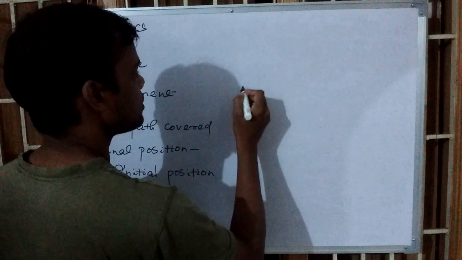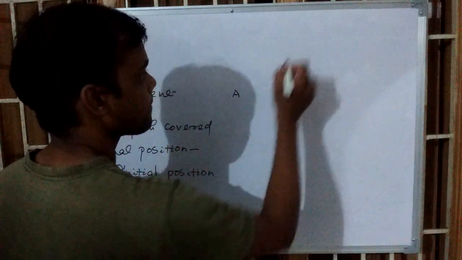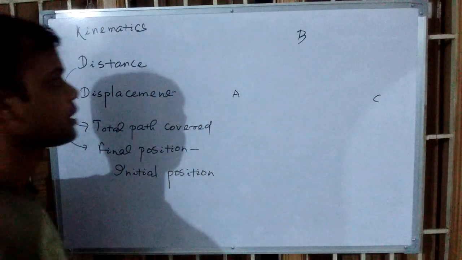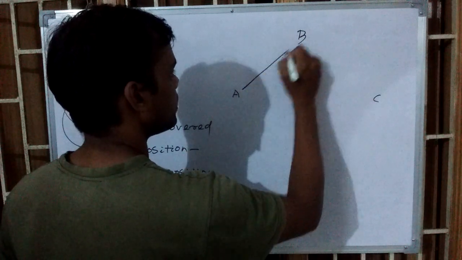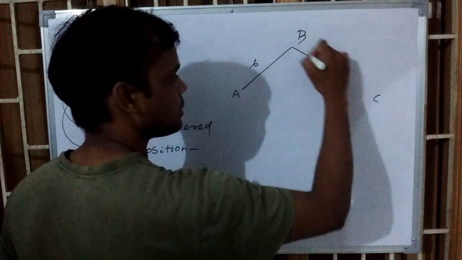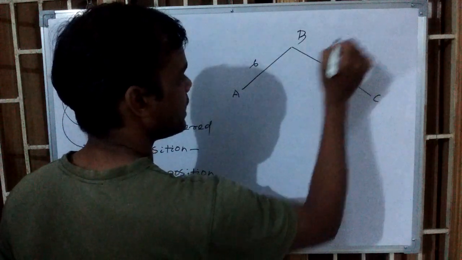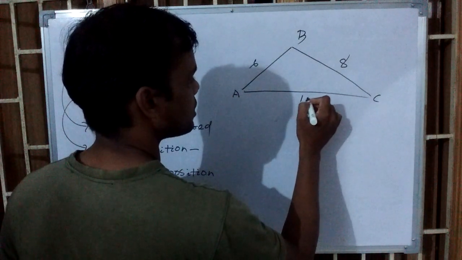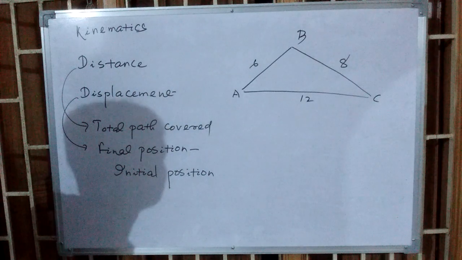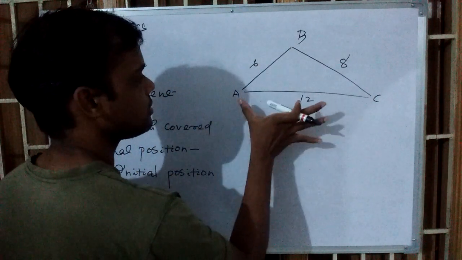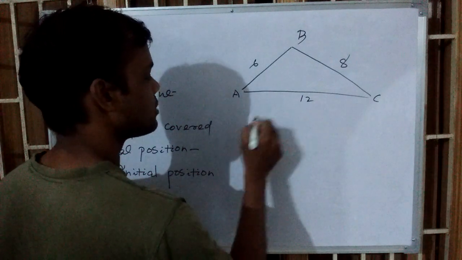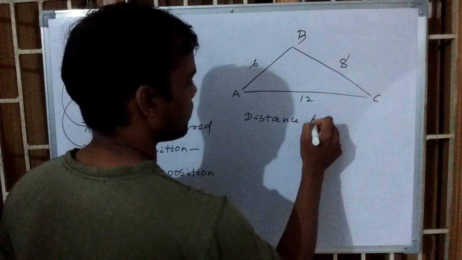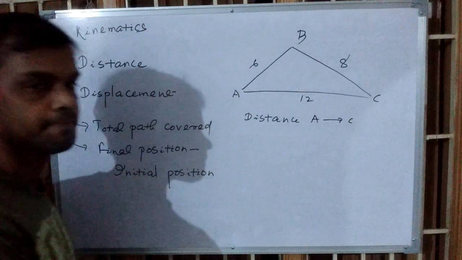Suppose an object is here. This is position A, this is position B, and this is position C. Suppose the distance between A and B is 6, distance between B and C is 8, and distance between A and C is directly, suppose, 12. Now what is the distance between A and C? Distance from A to C.